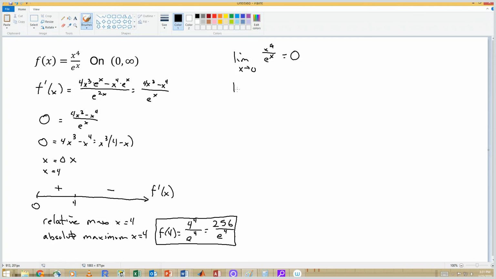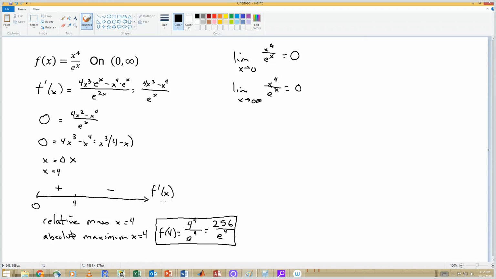And then let's look at the limit as x goes to infinity of x to the fourth over e to the x. Here, this is going to be infinity over infinity, but the e to the x is going to go to infinity faster, so I would expect this to go to 0 as well. Again, the function is decreasing, so the function should get smaller. It never changes sign. This is always positive. But again, we're never going to achieve 0. f of x is never actually equal to 0.